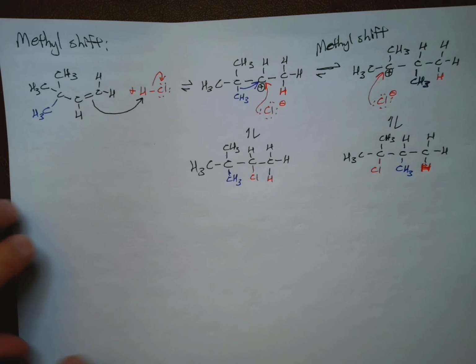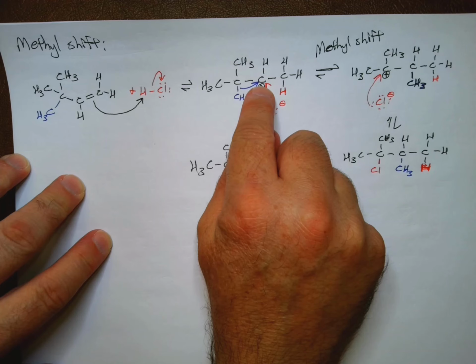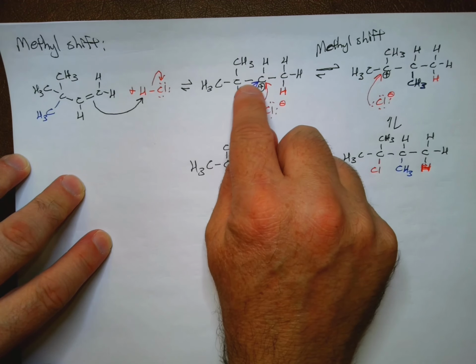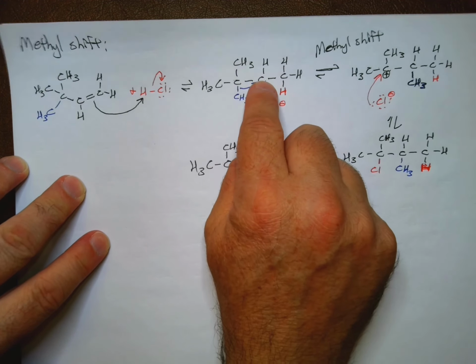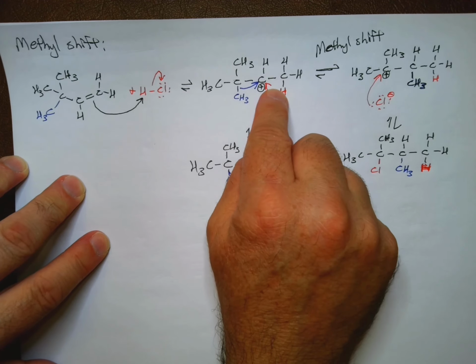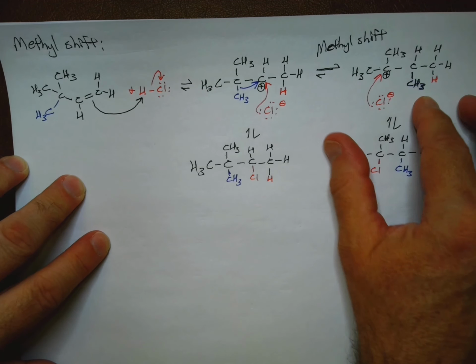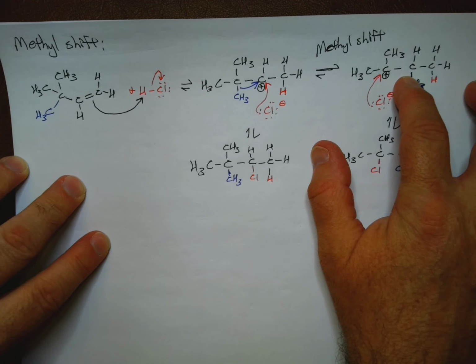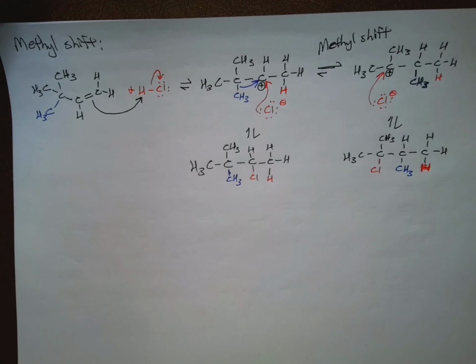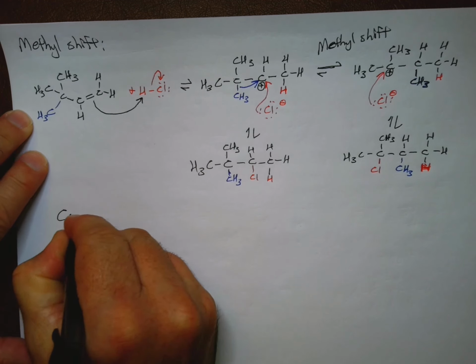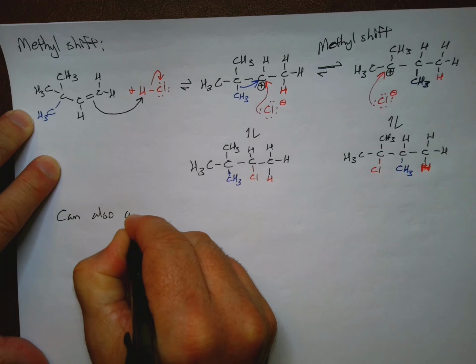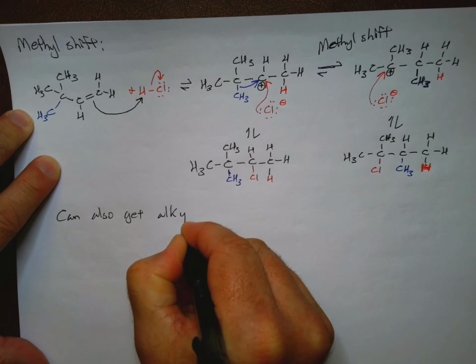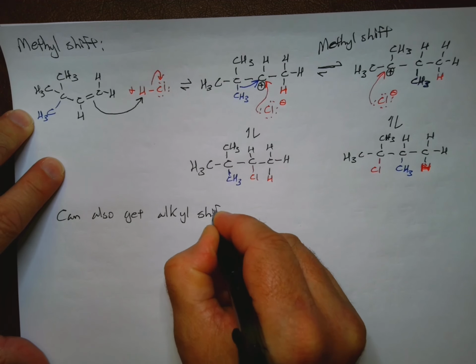But we get the methyl shift. So again, we're going from a secondary carbocation here, so carbon attached to two other carbons. Secondary carbocation, methyl group hops over, methyl shift, and now we've got a tertiary carbocation. And there are actually other types of alkyl shifts.